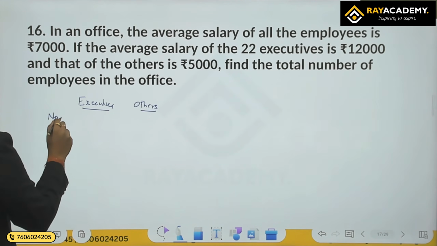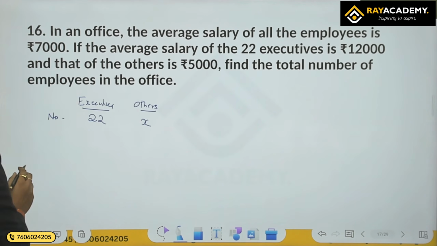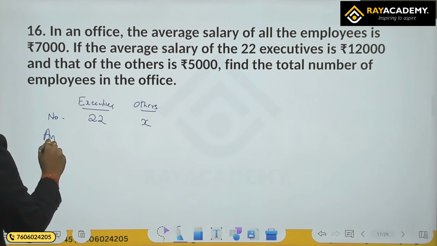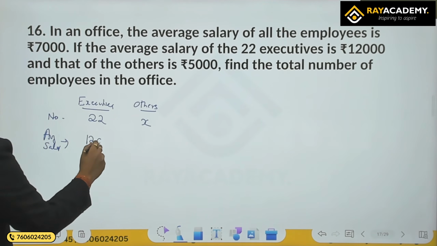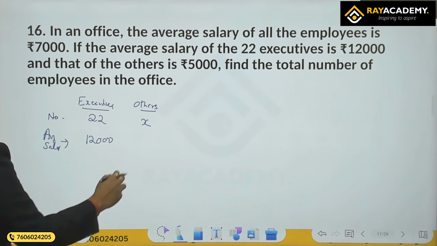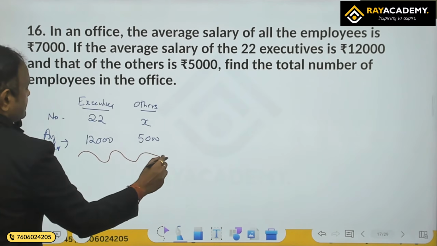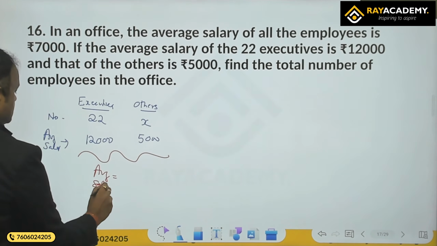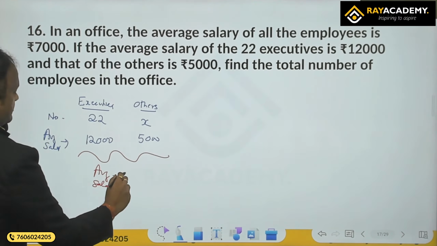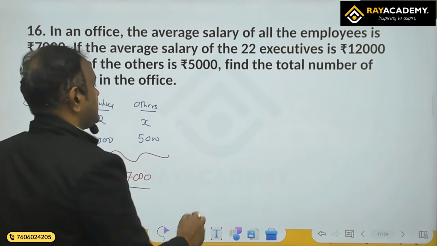Executive number is 22, others number I don't know, that is X. Executive average salary is 12,000, others average salary is 5,000, and the overall average is given. Average salary is 7,000. This is given. So let us plot the alligation method.